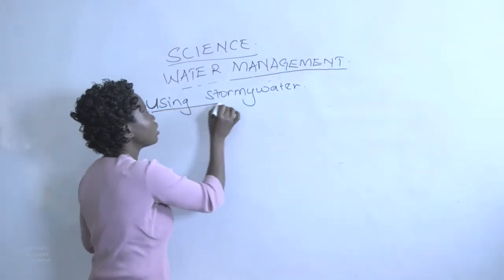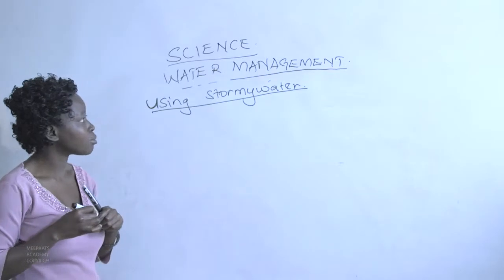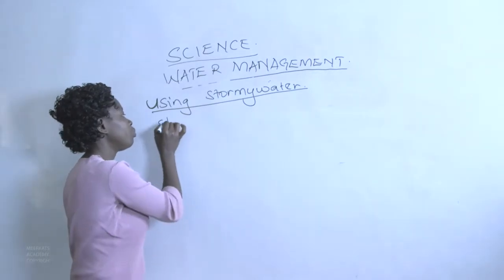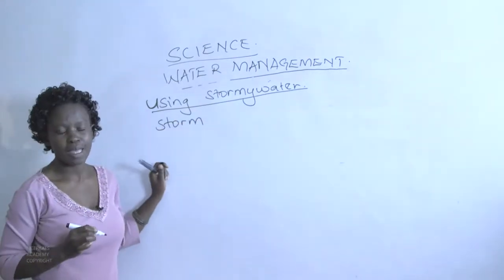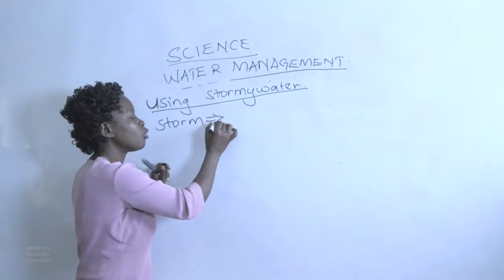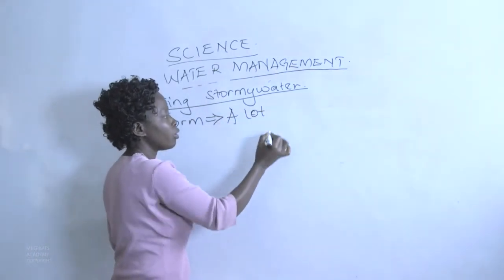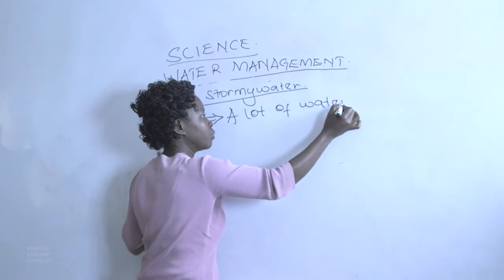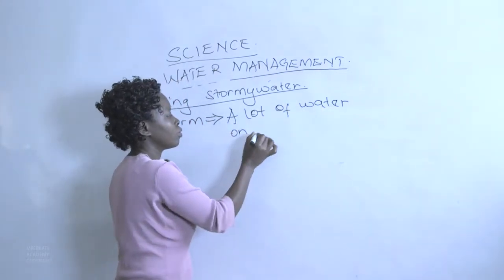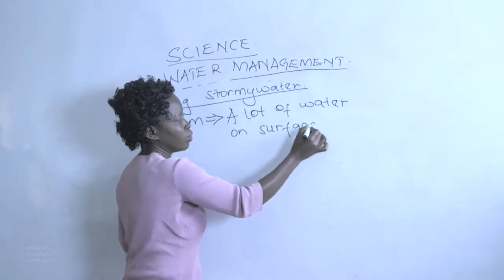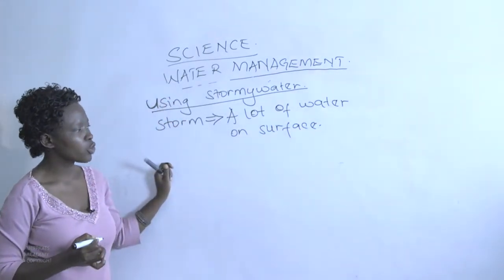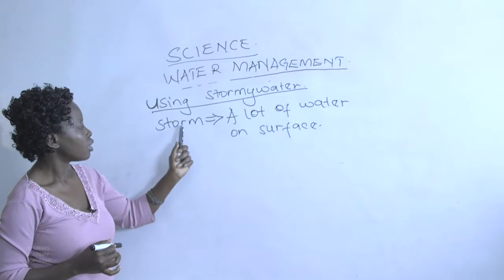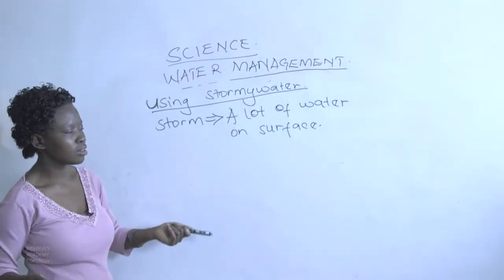so using stormy water is another water management activity we have. What do you mean by storm? A storm is simply a situation whereby you are having a lot of water that is on the surface. So we have a lot of water on the surface. Then we say that the situation is storm.